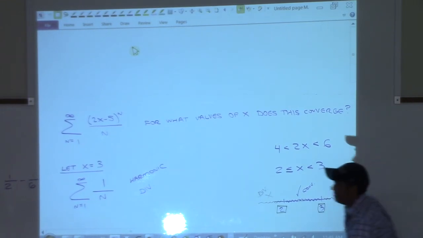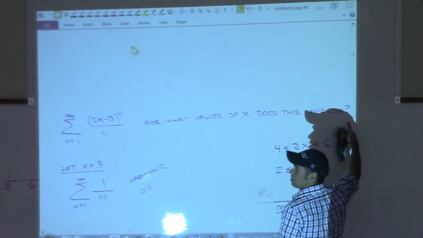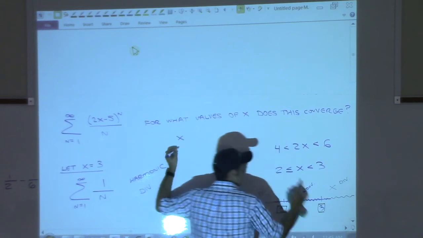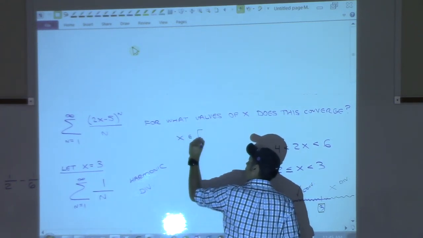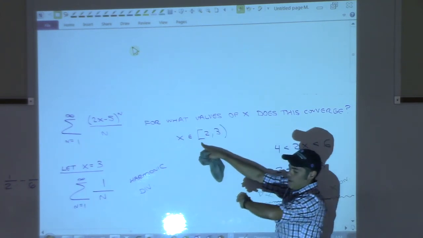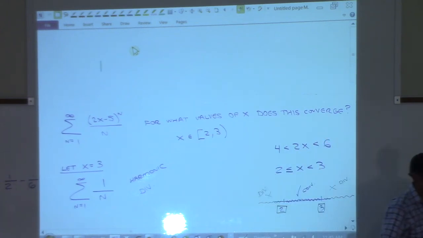So at the end of the day, final answer, for what values of x does this converge? You would basically just say x, or you could say it must be an element of the interval [2, 3). Bracket on the 2 means we include it, right? Parenthesis on the 3 means we don't include the 3.